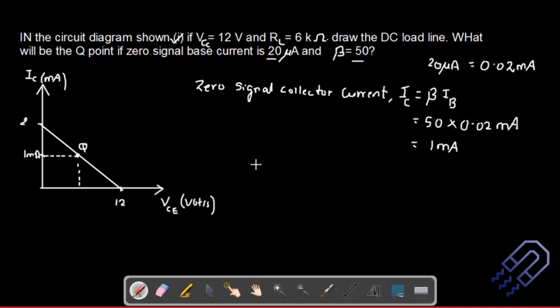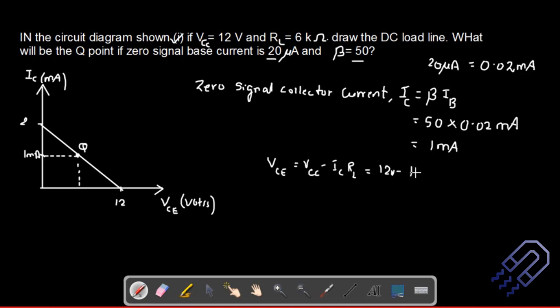And then if this is 1 milliamp, you can easily find out what is your VCE, right? So we can just do it this way. VCE, this relation will more or less remain the same. VCC minus IC into RL, right? So this is VCC. VCC we already have it as 12. So VCE is 12 minus IC, we got it as 1 milliamp, into 6. I think I should not make you confused with the units here. Please be very clear. This is in volts because this unit is in volts, right? So this is in volts.